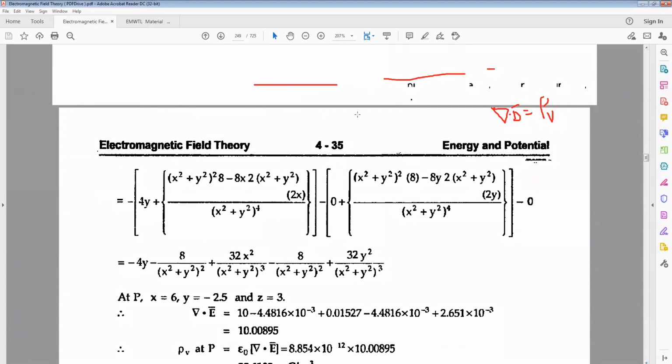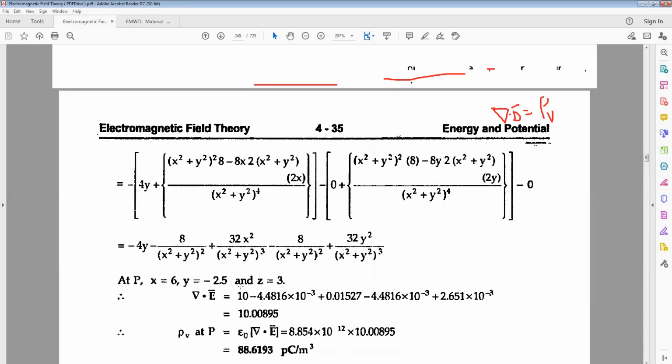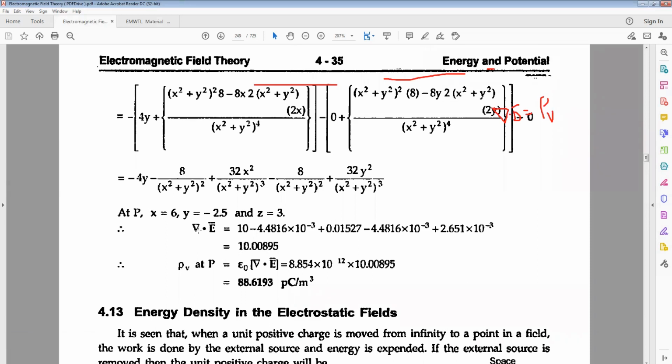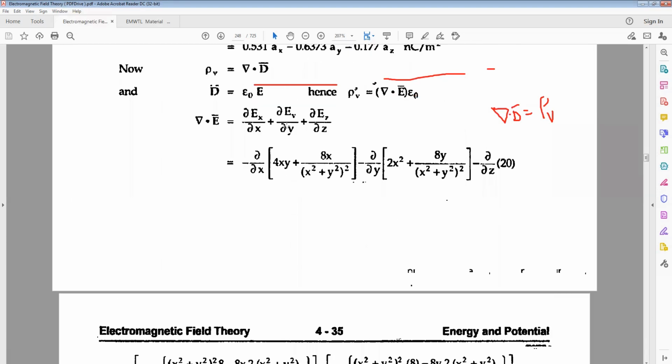Then simplify this equation, and substitute the values of x is 6, y is minus 2.5, and z is equal to 3. We get del dot E bar. After that, to get rho v, multiply by epsilon naught. Since we found del dot E bar, but rho v is the formula for del dot D bar, you multiply epsilon naught with del dot E bar, which is equal to del dot D bar, that is rho v. We got rho v is equal to 88.6193. This simply is a mathematical expression, my dear students.